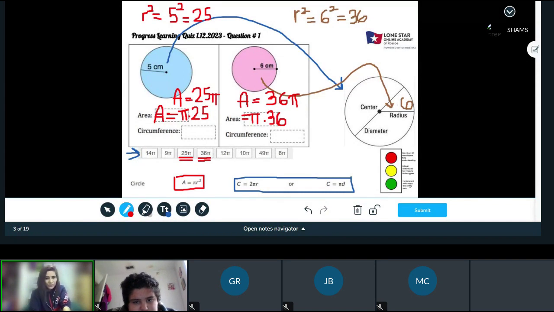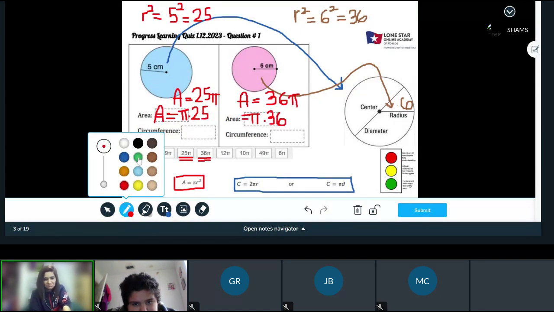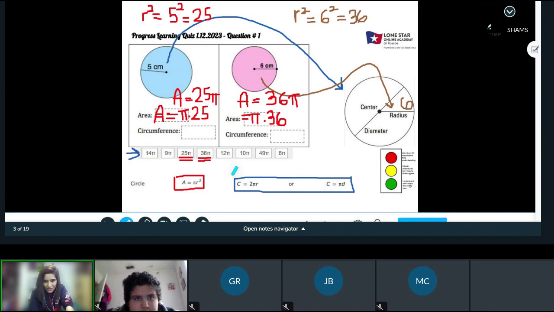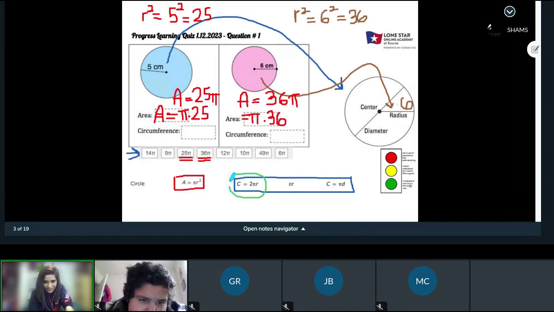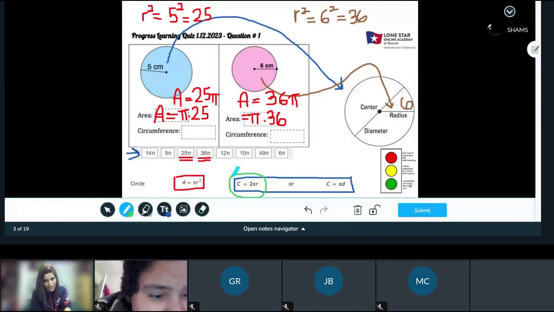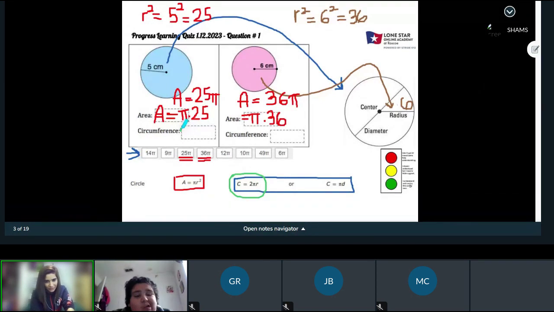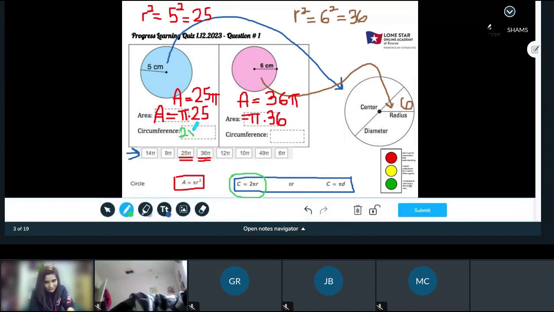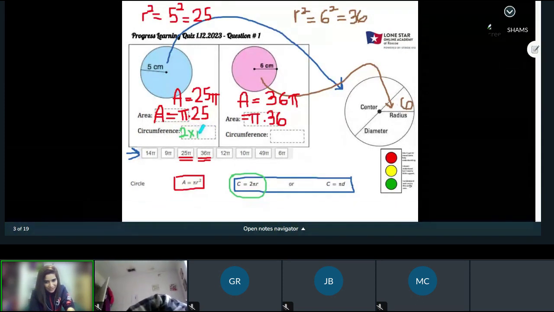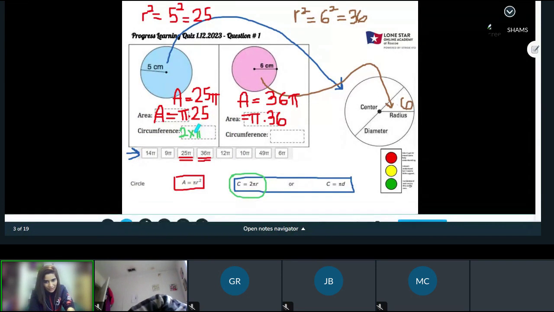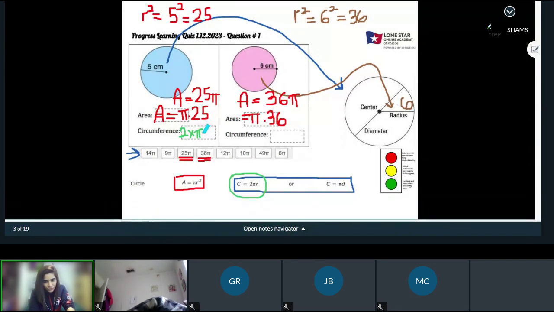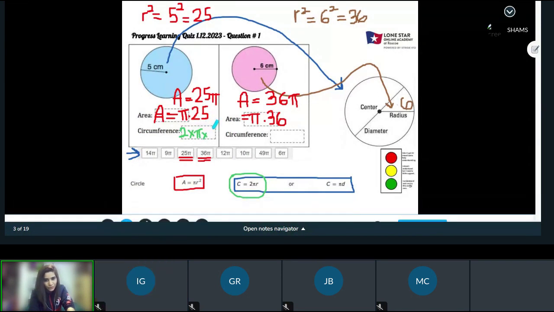Then to find circumference, if I have radius given to me, I'm going to use this formula for circumference. Let's use green for circumference. Whenever radius is given, it is a good idea to use the first formula that has r in it. And the formula says multiply 2 times pi times radius to get the answer. Okay? And radius is 5. So 2 times pi times 5 will give you circumference.